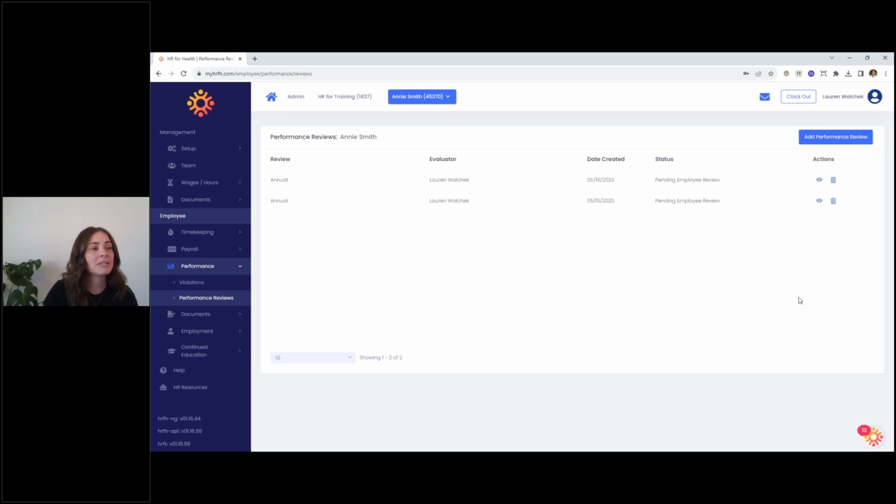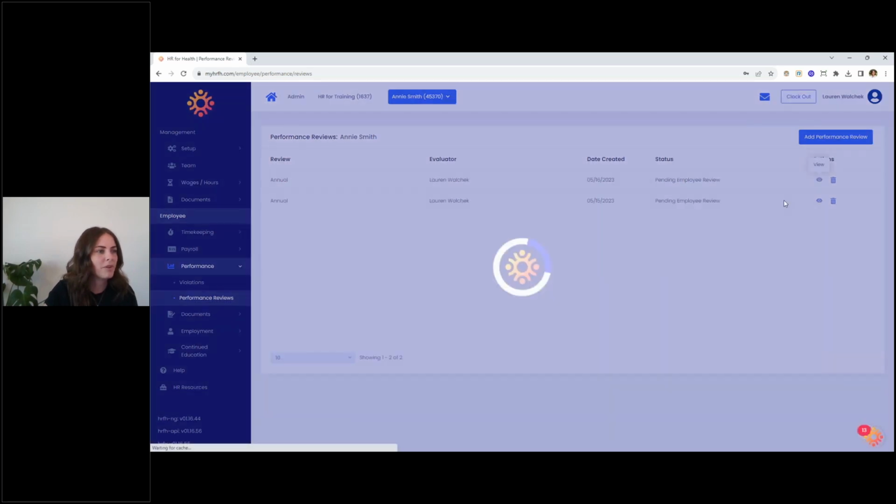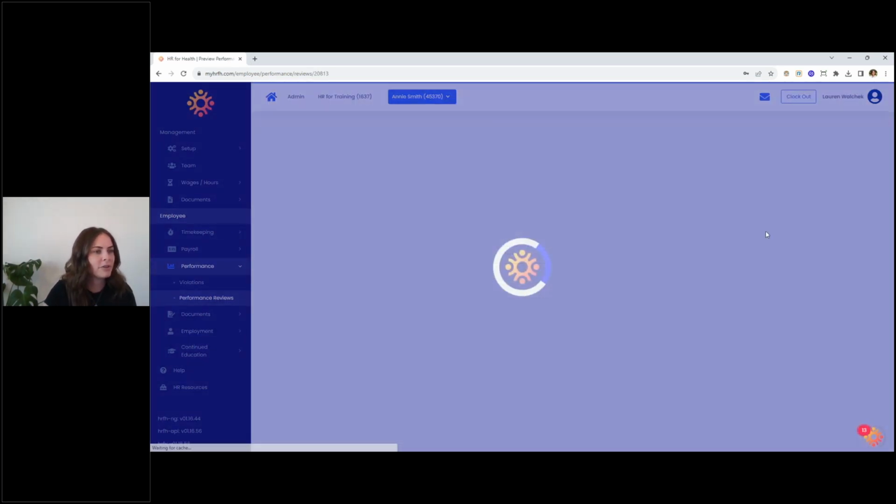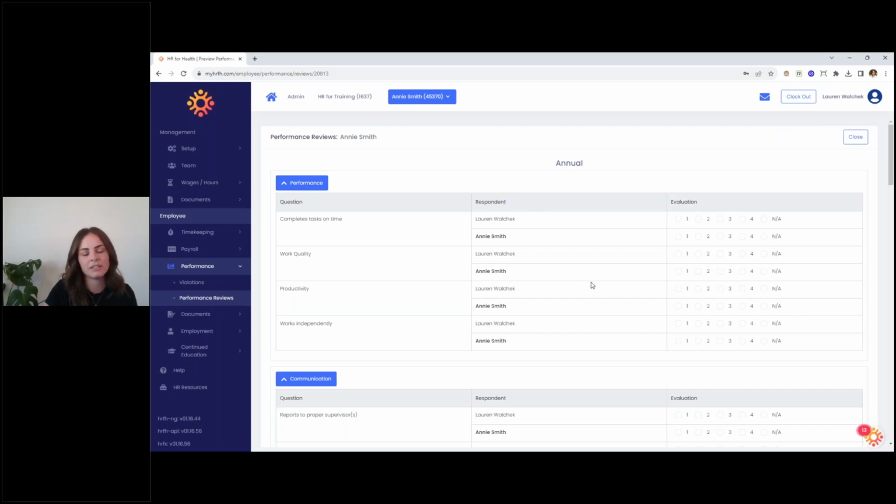So especially if you're terminating them for poor performance, you want to make sure that you have a performance review on file showing this. So for example, this is one of the performance reviews. If you click view, so this one hasn't been completed yet, but you can get an idea of what it'll look like. So this is completes tasks on time.